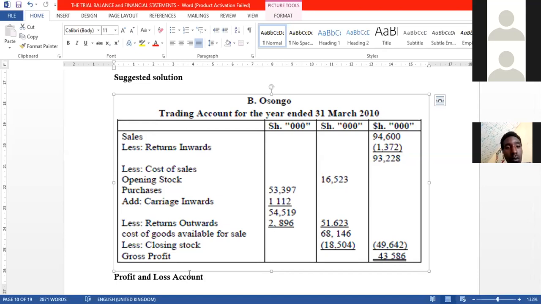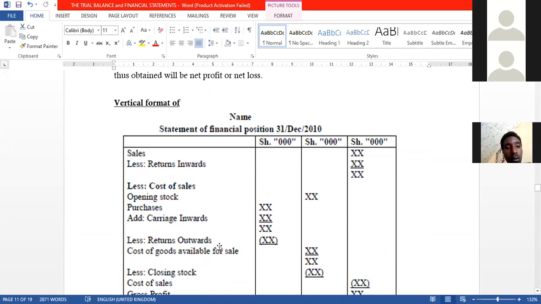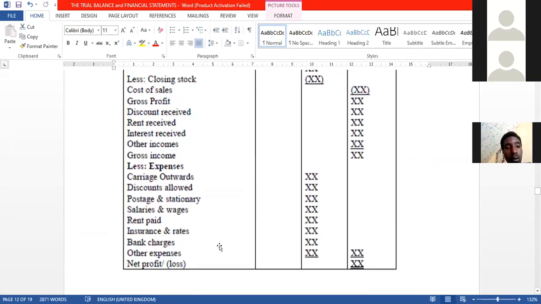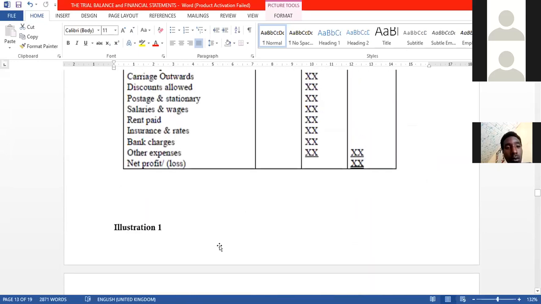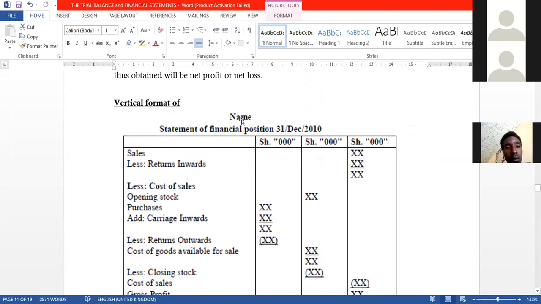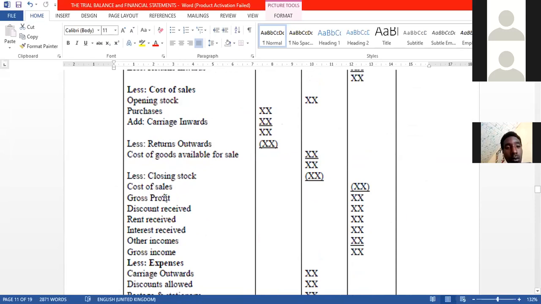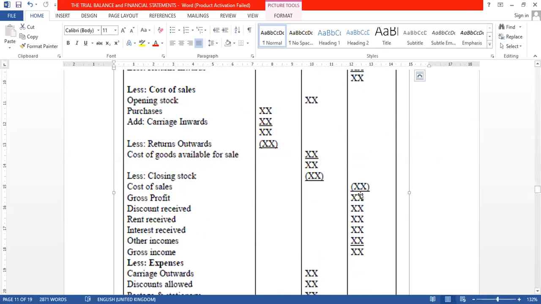And therefore, the profit and loss account will start with the gross profit. Let me see. Good. This is a sample of a trading profit and loss account. If you look at it, from sales and return inwards up to where we get the gross profit is what we refer to as the trading account. The profit and loss account should now start here, with the gross profit. And then from gross profit, we add all the incomes that the business gets.